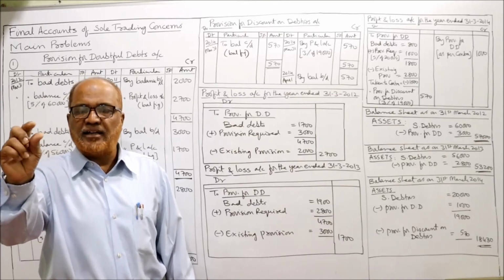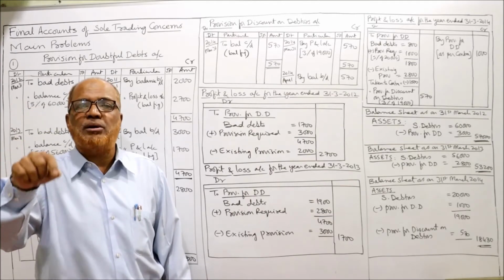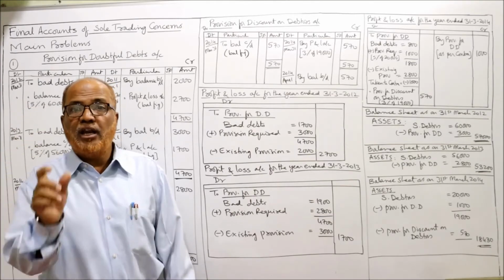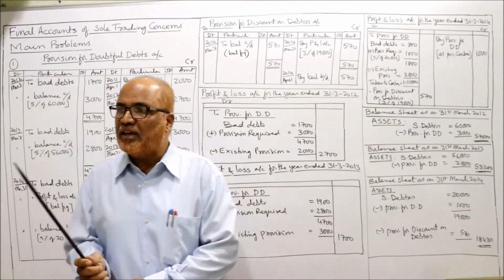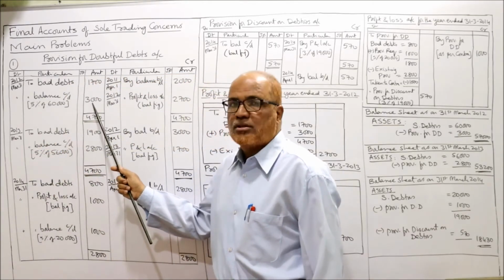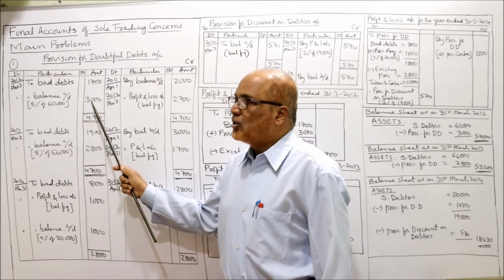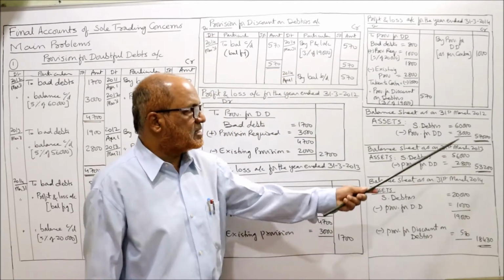So take the sundry debtors minus the new provision made at the end of the year. You can see it here, 3,000. This is the new provision. So 60,000 minus 3,000, 57,000.